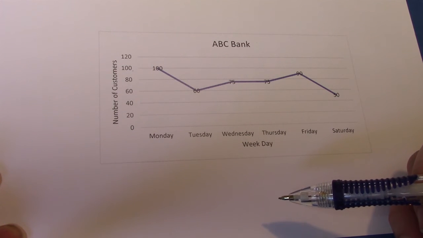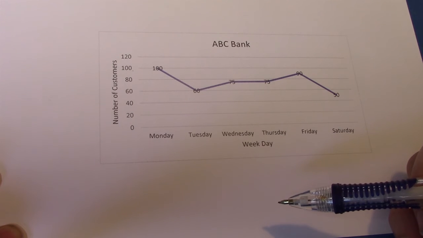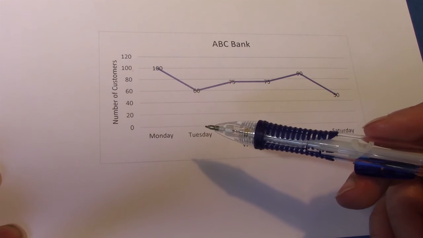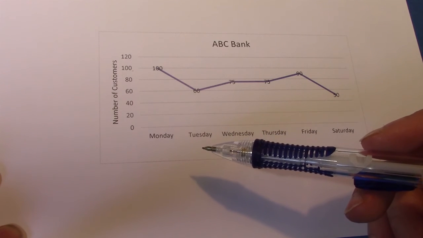Or a test question might require us to make some sort of connection with something else we know about banks. For example, on what day would you expect the longest lines at the ABC Bank? Well, again, since Monday has the most customers, we would conclude that the lines are the longest on Mondays.